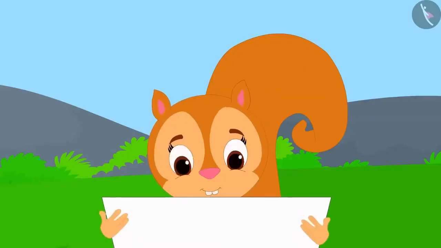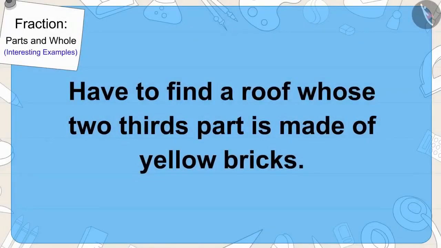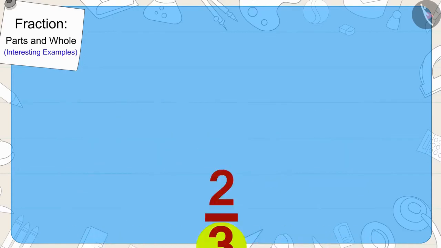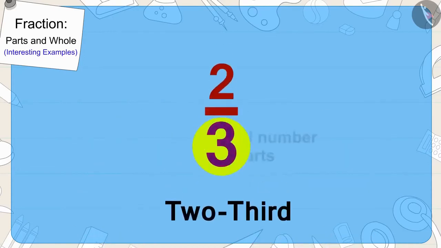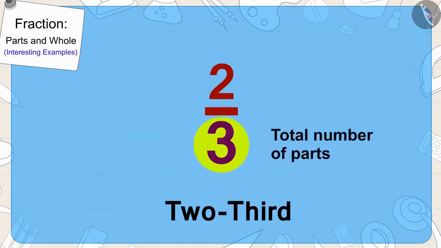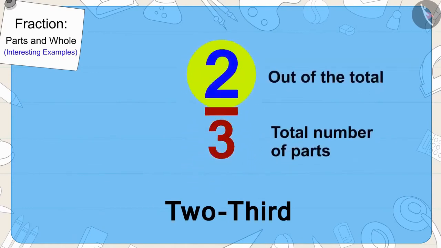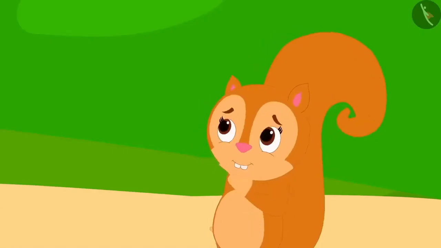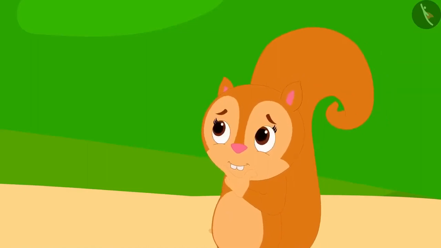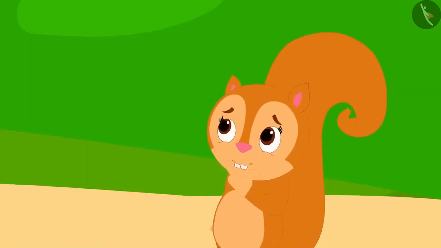It was written in that clue that she would have to find a roof whose 2/3 part is made of yellow bricks. Children, can you tell what kind of roof it will be? Yes, it will be a roof which is divided into 3 equal parts, and 2 parts of it would be made of yellow bricks.